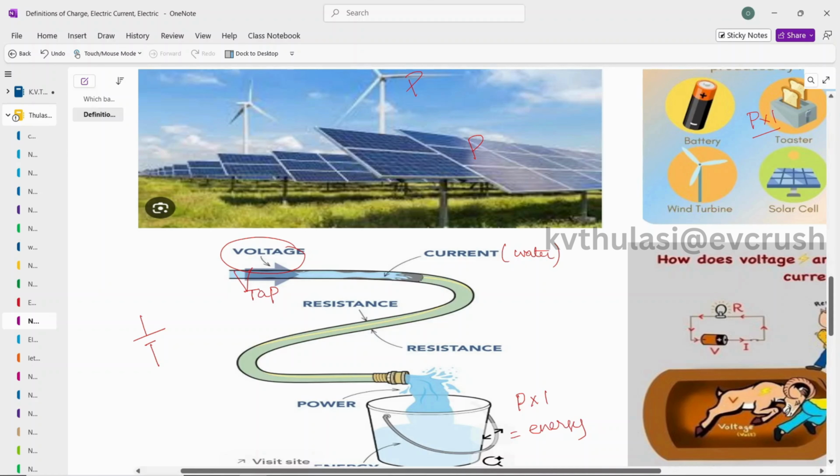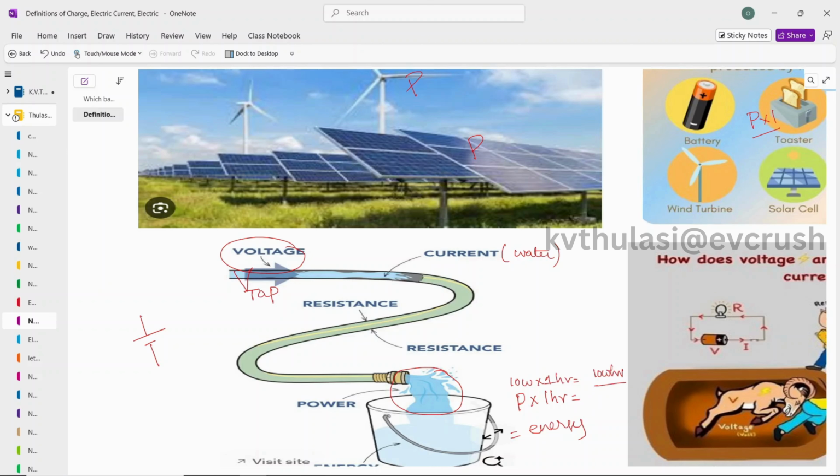Voltage into current, what is this? This is nothing but power, and this power is getting filled in the tub in a time of 1 hour. Therefore, for example, let's take the power as 10 watts into 1 hour. Therefore, the energy stored in the tub is nothing but 10 watt hour. This is how to define energy.